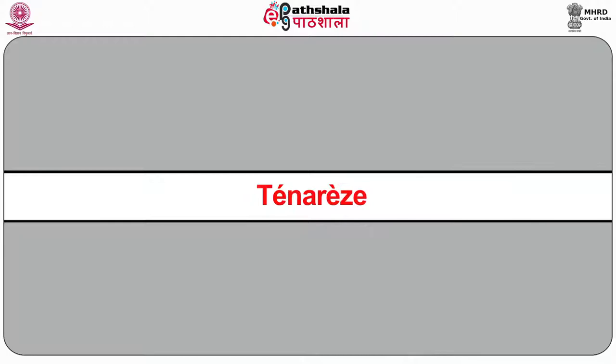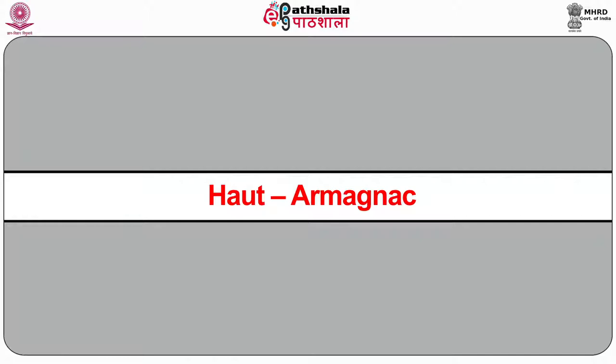Now the other region, that is Ténarèze region. It is a region sandwiched between Bas Armagnac and Haute Armagnac, and produces very strongly flavored Armagnac which matures very early. Now we'll move to the third region, that is Haute Armagnac. In the Haute Armagnac region, the cheaper quality Armagnacs are produced.